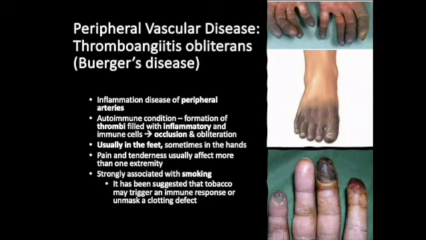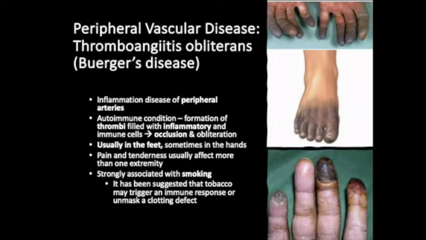All right, now it's time to move on to peripheral vascular diseases. And the first one that we're going to talk about is called Buerger's disease, or thromboangiitis obliterans. Thromboangiitis obliterans is an idiopathic autoimmune condition, meaning that we don't often know why it happens in the first place, but it is associated with patients that are smokers. And what we will see is the formation of thrombi filled with inflammation and immune cells that will disrupt the flow of our peripheral vascular system, specifically our arteries.